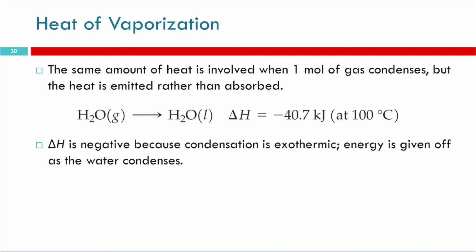So the same amount of heat is involved when 1 mole of gas condenses, but the heat is emitted rather than absorbed. Delta H is negative because condensation is exothermic. It's exothermic, so energy is given off as the water condenses. Remember that. So delta H is negative for exothermic processes. Negative delta H, exothermic. Positive delta H, endothermic.